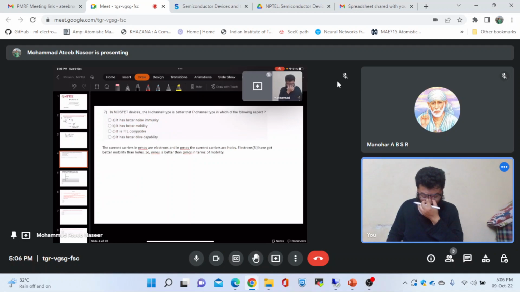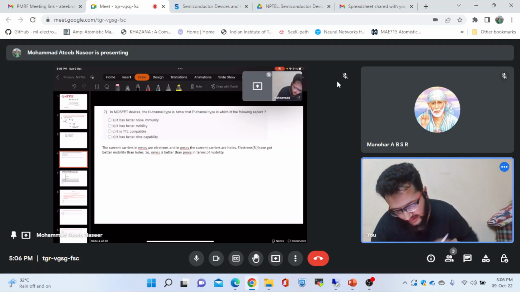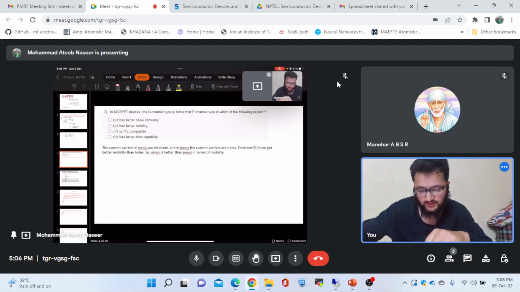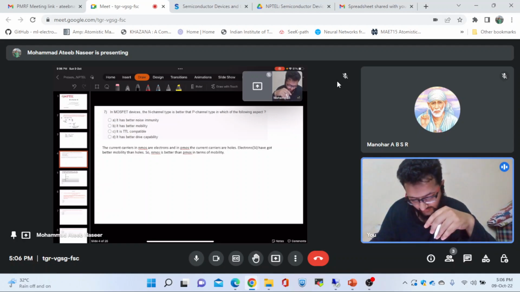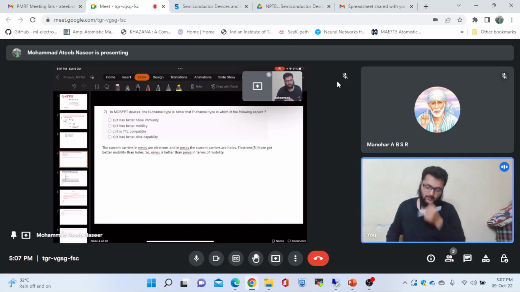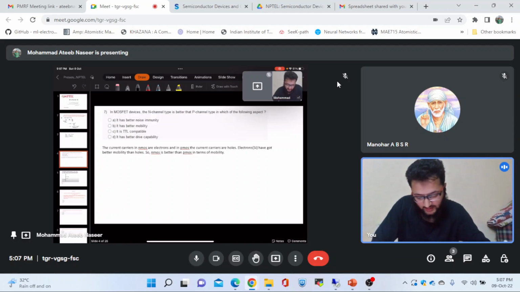Now, this seventh problem says that we have some MOSFET, and the MOSFET is of N channel type, and this statement is there. It says that this N type is better than the P type in which of the following aspects. So we have been given four options, and we have been told to find the suitable option for this. Clearly, I have written the reason over here.